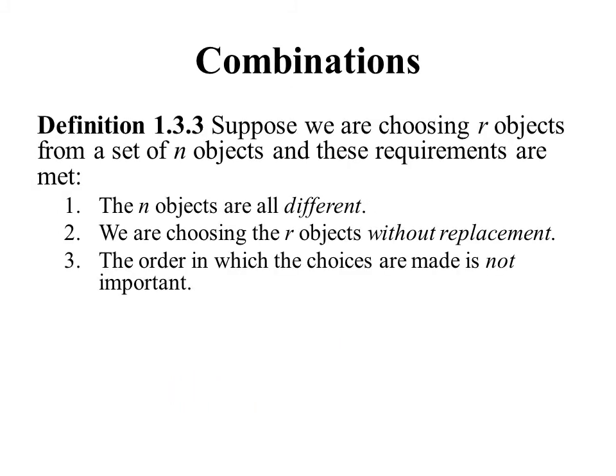Okay. Now the second type of counting problem we're going to look at is called a combination. And this is very similar to permutation, but there's just one very slight difference. So suppose we are choosing r objects from a set of n objects, and these requirements are met. Okay, so same basic scenario. Number 1, the n objects are all different. Number 2, we're choosing without replacement. And then number 3, the order in which the choices are made is not important. So that's the only difference between a permutation and a combination. In a permutation, the order is important. In a combination, the order is not important.